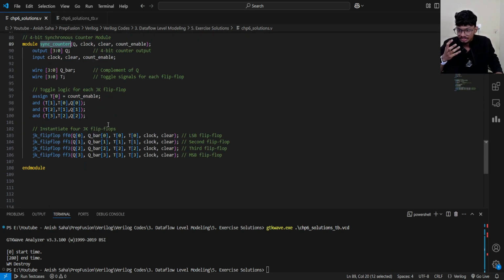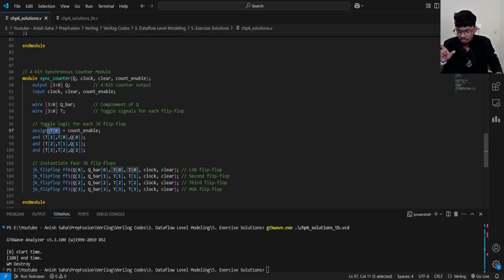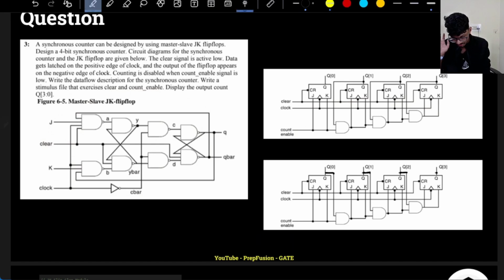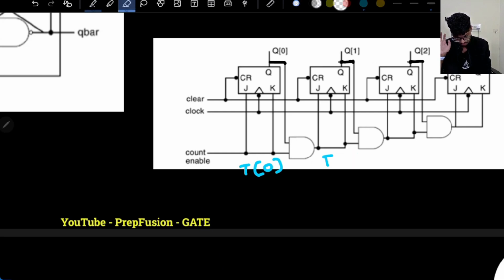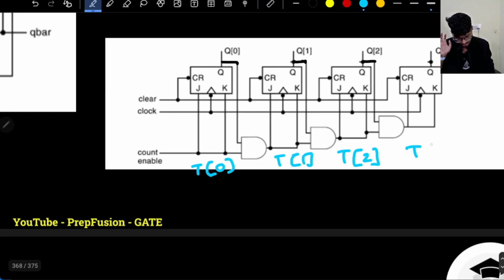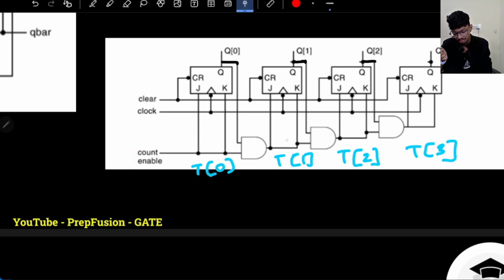Okay, so this synchronous counter, as I mentioned, this T0 is just an intermediate signal. What is this T0? This one is my T0, this is my T1, this is my T2, this is my T3. That is it basically. These are my intermediate signals. So these are connected through AND gates and count enable. The first one is directly equal to count enable. The second one is the AND of T0, that is count enable, and Q0.